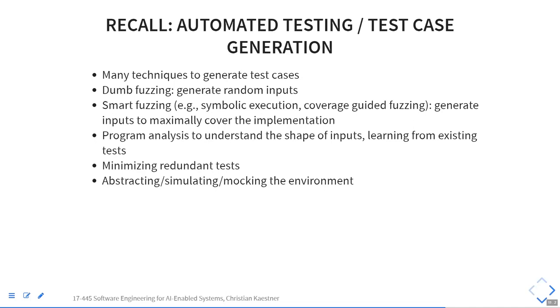This doesn't work that much anymore. We've fixed most of those bugs, and fuzzers have become smarter. Fuzzers use things like symbolic execution or coverage guided fuzzing, where they try to identify inputs that execute more of the implementation, but in the end, they still look mostly for crashing bugs or for things where they have some extra analysis to see where they access memory that they shouldn't access, or things like this.